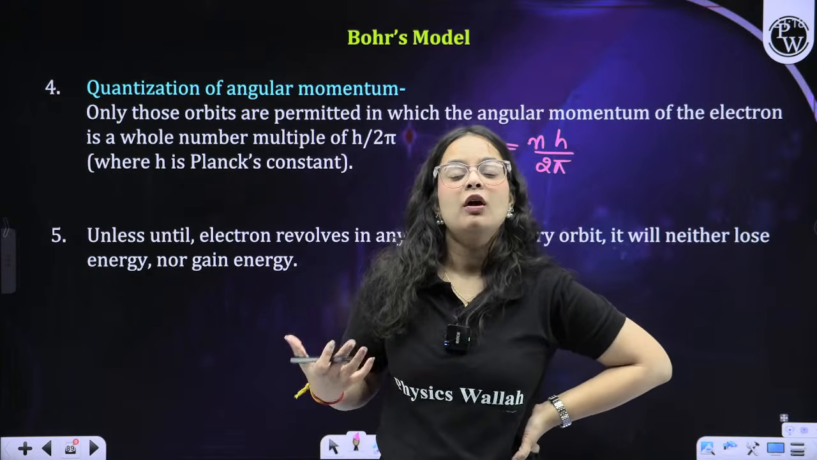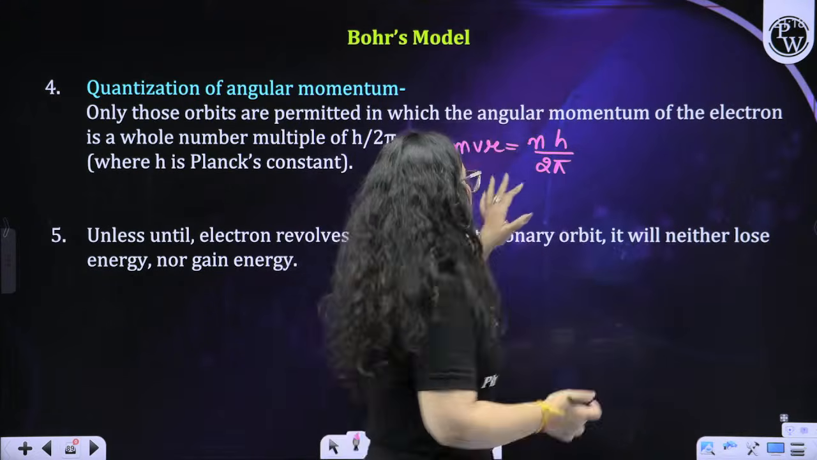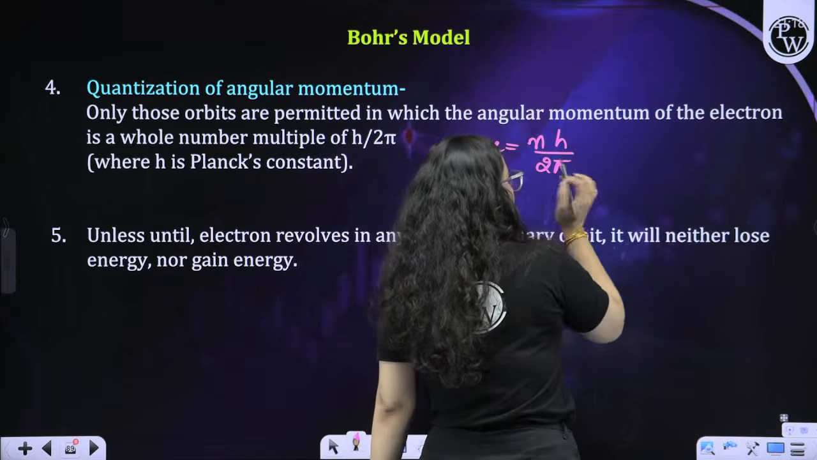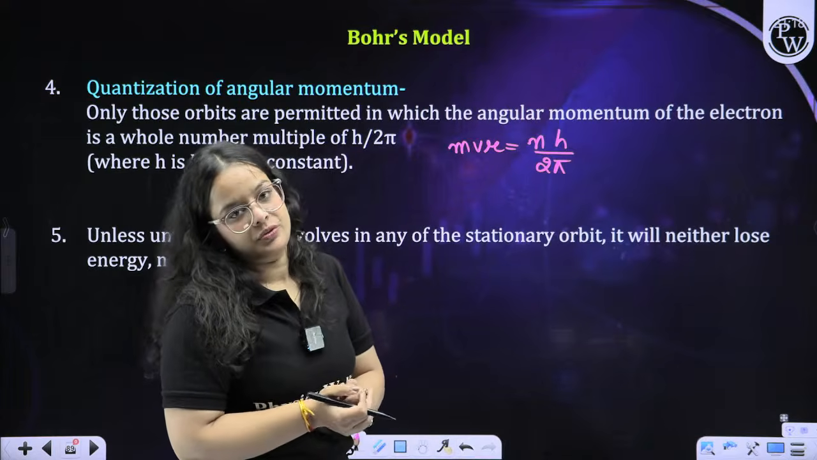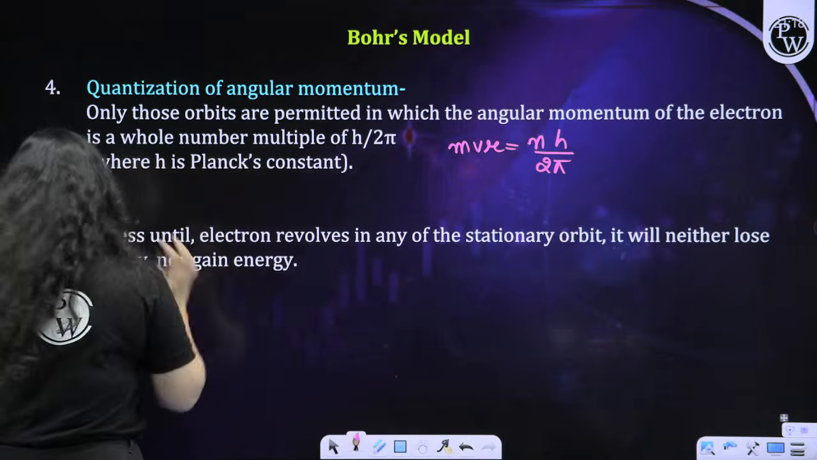That the electron can revolve in which angular momentum, justify. Because if you put the value of n to be 1, it will be h by 2 pi. If you put 2, so h by pi. Accordingly, you will get the answers, right? So this is how we are getting the justification.